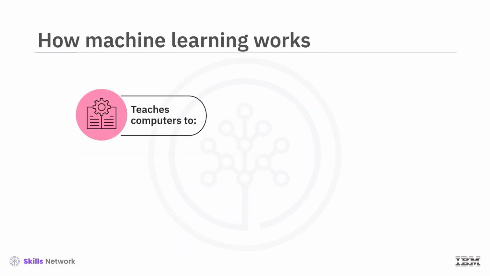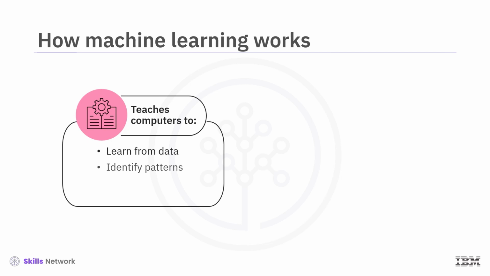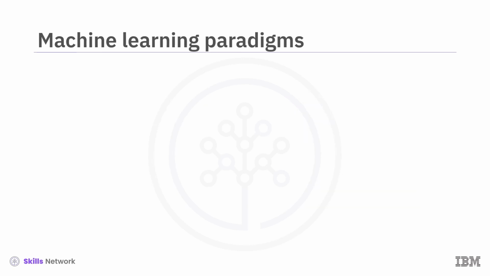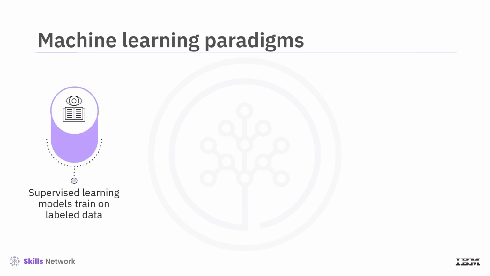Machine learning teaches computers to learn from data, identify patterns, and make decisions without receiving any explicit instructions from a human being. ML algorithms use computational methods to learn information directly from data without depending on any fixed algorithm. Machine learning models differ in how they learn. For example, supervised learning models train on labeled data to learn how to make inferences on new data, enabling them to predict otherwise unknown labels.